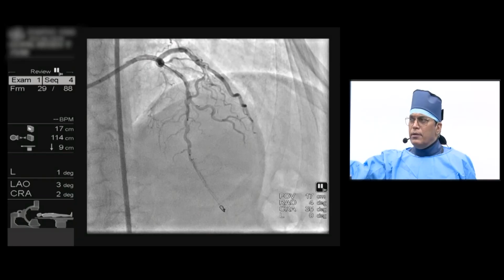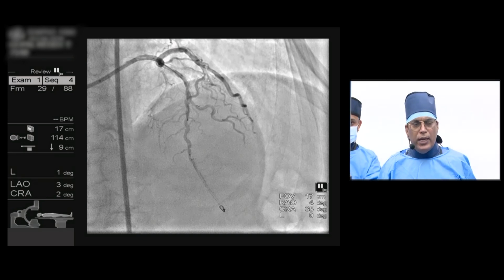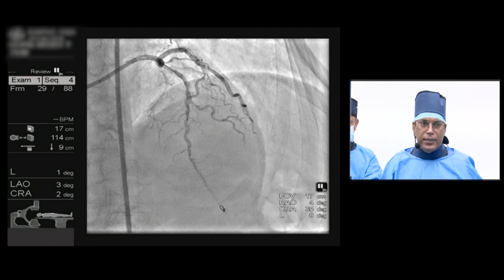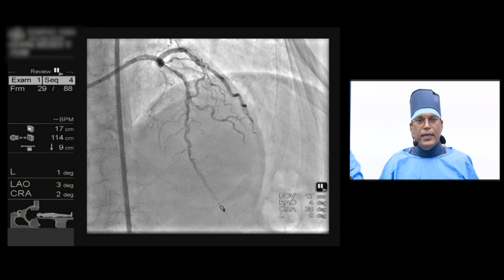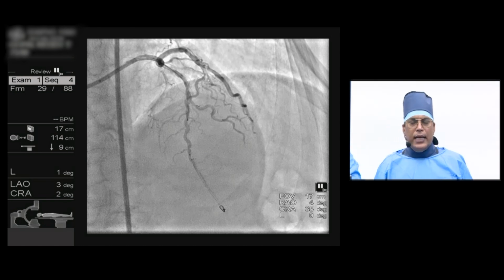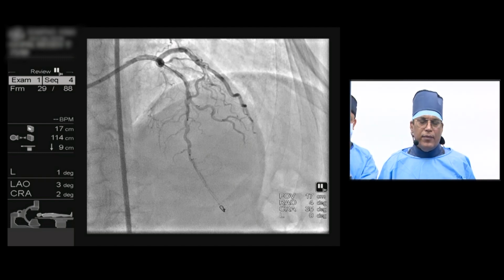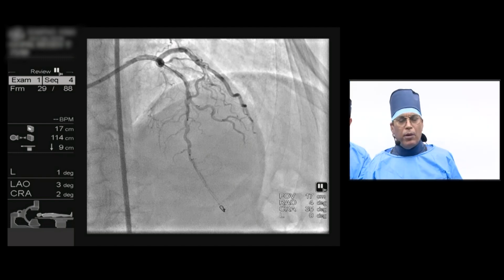So the image showed there is significant calcium in the proximal LAD. Mainly the thickness is more than 1 mm and the length is more than 5 mm. The arc in some areas is almost 270 to 300 degrees. So the calcium expansion index is very high. As per the imaging criteria, the patient definitely requires some plaque modification.